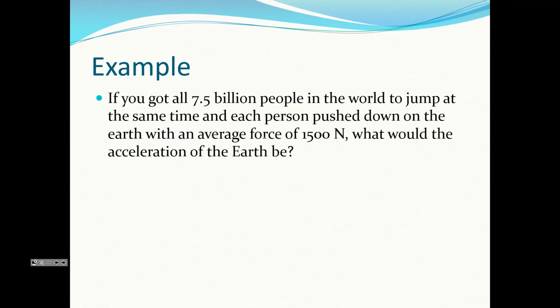So I have a question here. If you got 7.5 billion people in the world to jump at the same time, and each person pushed down with the same average force of 1,500 newtons, there's some old people and some babies in this, so we'll say the average is 1,500. What would the acceleration of the Earth be? So we all go to Australia, and we all stand on this, and we all push down. Could we accelerate the Earth? Well, the answer is no.